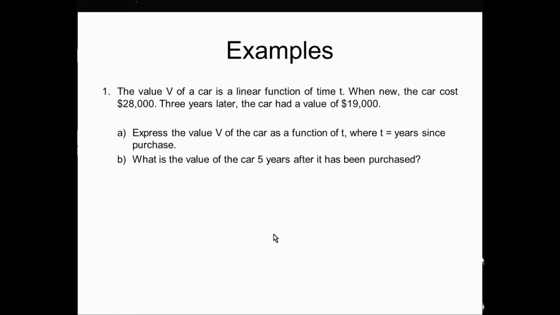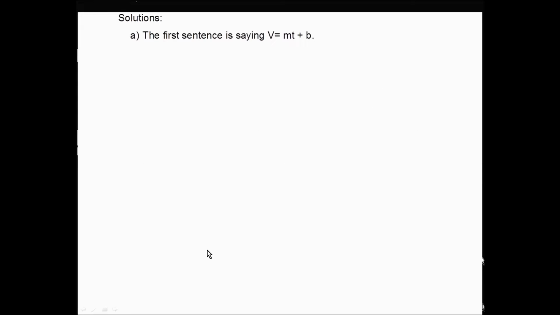For part A, the very first sentence in the problem is basically telling you, v is a linear function of time t. That's saying v equals mt plus b. So for our solutions, the first sentence is saying v equals mt plus b. Value is a linear function of time t. So y equals mx plus b, compared to v equals mt plus b, x and y become t and v. Time is the x, value has to be the y.